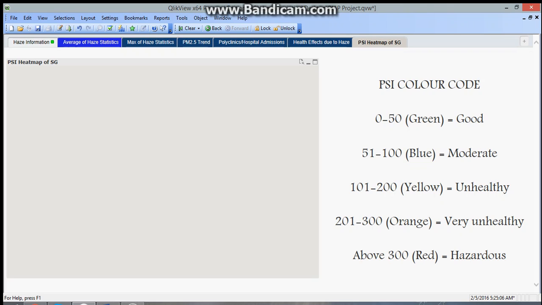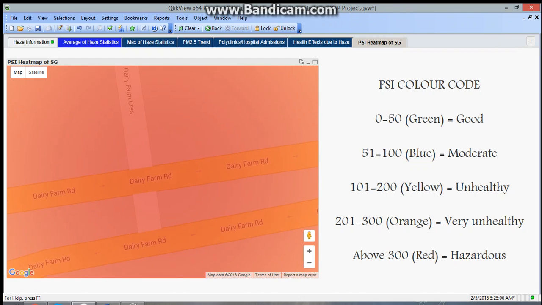Okay, so I'm educating him, giving him a precaution that it's going to appear red on the heat map, and when it appears red on the heat map, you have to understand that that's hazardous. Since that's hazardous, he should avoid that area. Basically, he should avoid Dairy Farm Road, because that particular area has the strongest PSI concentration.